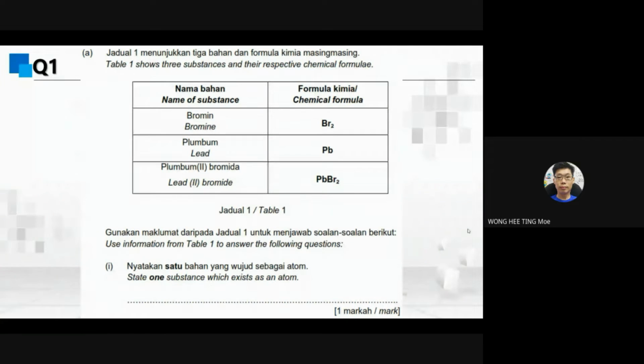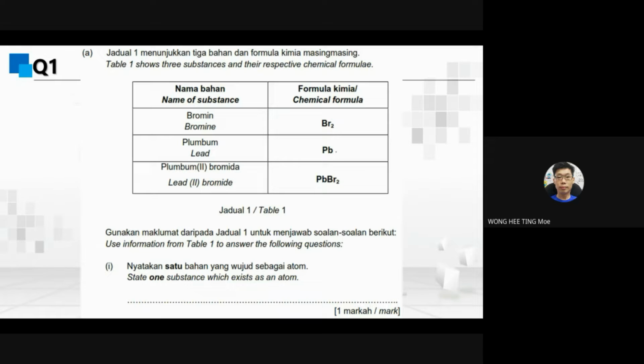Okay, question 1. The table shows the three substances and their respective chemical formulae: bromine, lead, and lead bromide. So given to you the chemical formula. Use the information in the table to answer the following questions. Which substance exists as an atom?